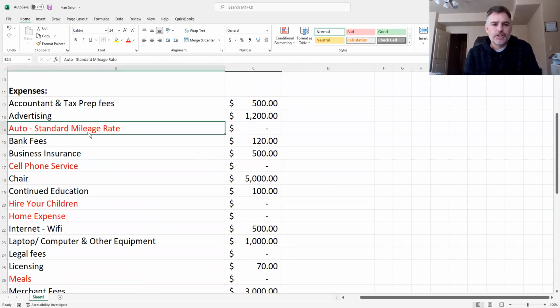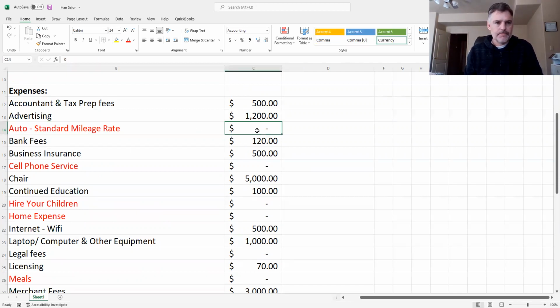So, auto standard mileage rate. A lot of people overlook this deduction, and you can use apps like MileIQ that, when you hop in your car, track your miles and where you went by GPS. And you can tell it this was a business or personal trip. So if you're getting 56, 58 cents, I can't remember what they put in for 2022 yet, I think it's 56 cents a mile last year.